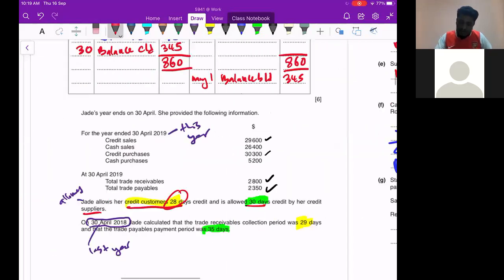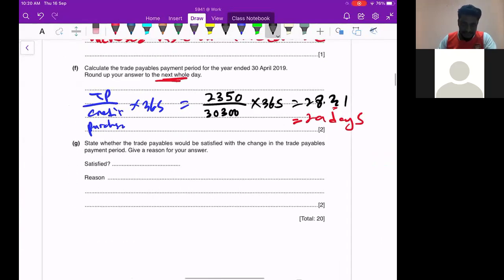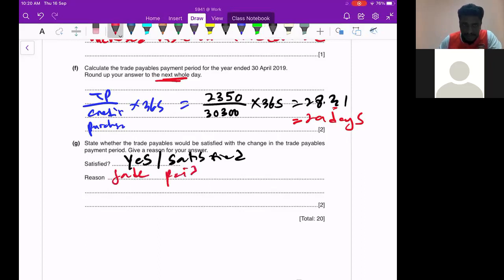I checked. Allowed is 30 days. Last year, 35 days. Now it has become 29 days. Satisfied? Yes or no? State whether the trade payable would be satisfied with the change of the trade payable payment period. Give the reason. Yes, or you can write satisfied, either one. Why are they satisfied? Because Jade paid more quickly than in the previous year.